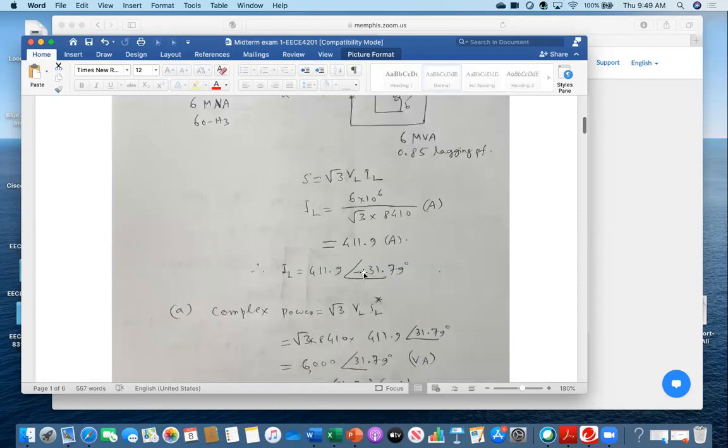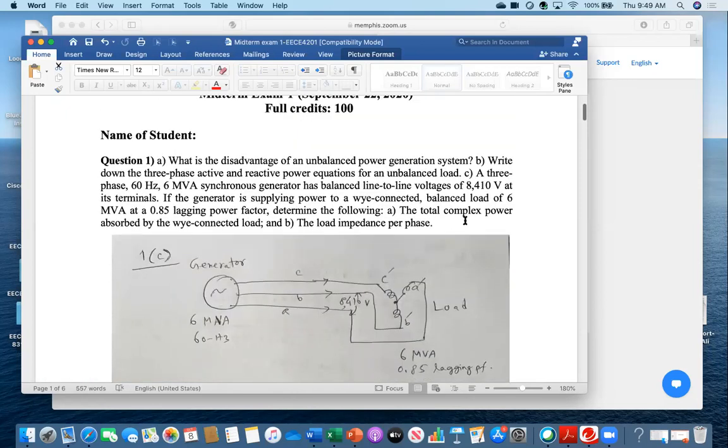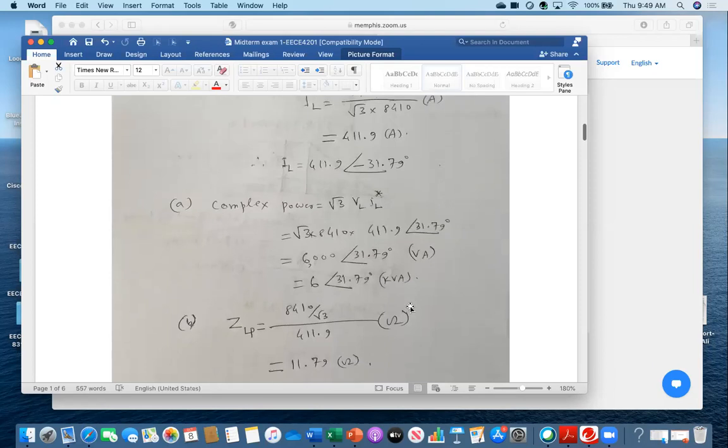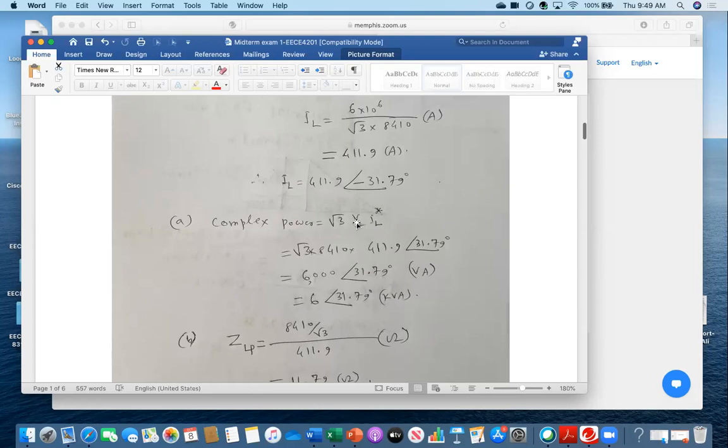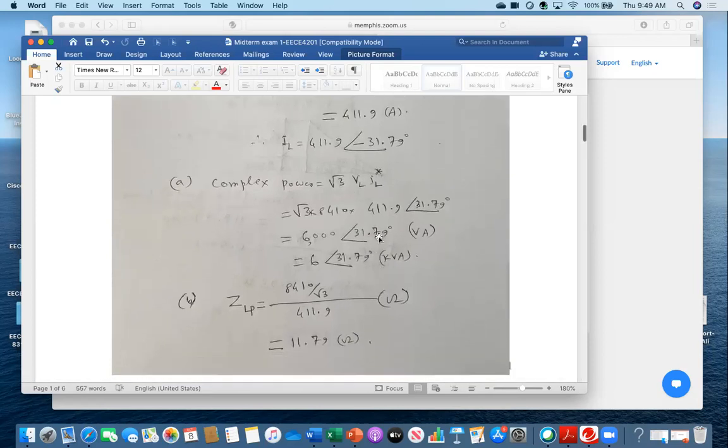So then you go, the question was to find the total complex power absorbed by the Y connected load and the load impedance per phase for any of the phases. So therefore, you see, complex power is root 3 VL IL conjugate. VL is fine as it is, 8410, but IL, this is your IL and you conjugate it. So that's why it was a minus sign here, I put the plus sign. And then you calculate. In terms of kVA, it is 6 at an angle of 31.79 degrees kVA.